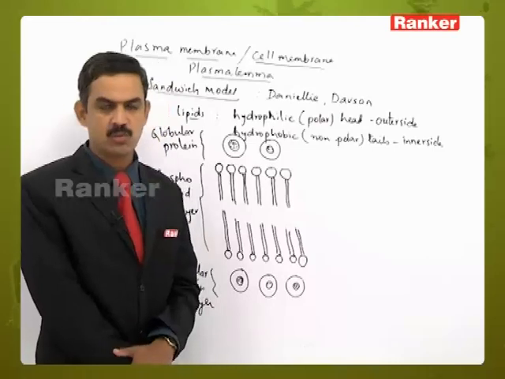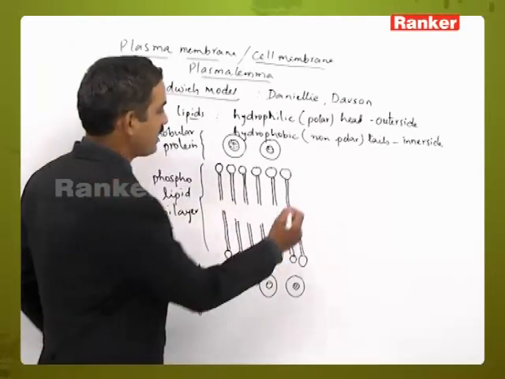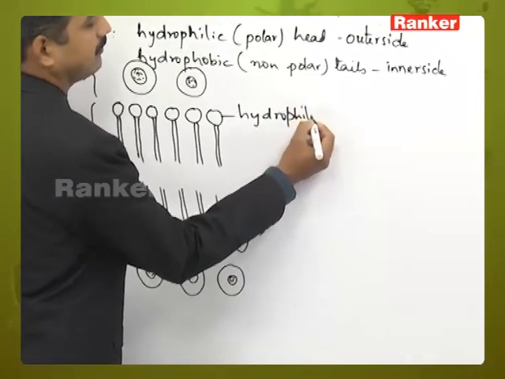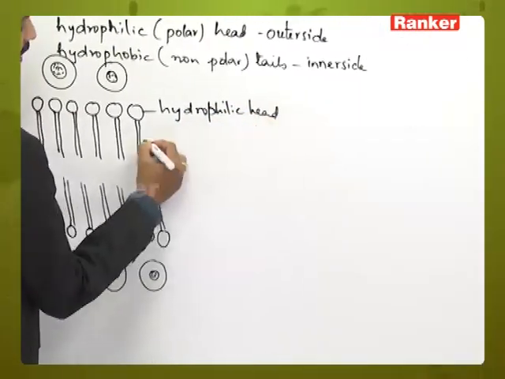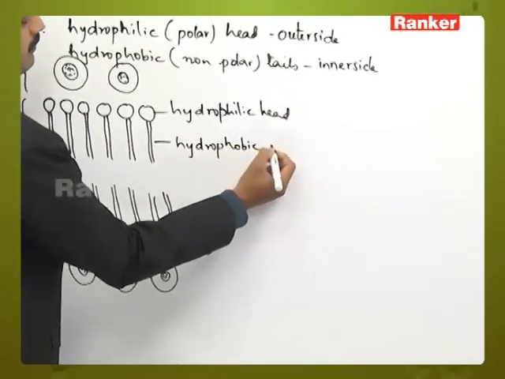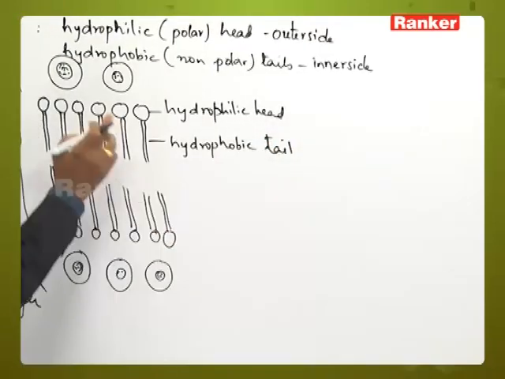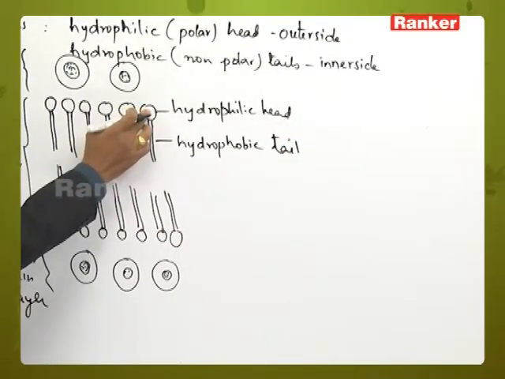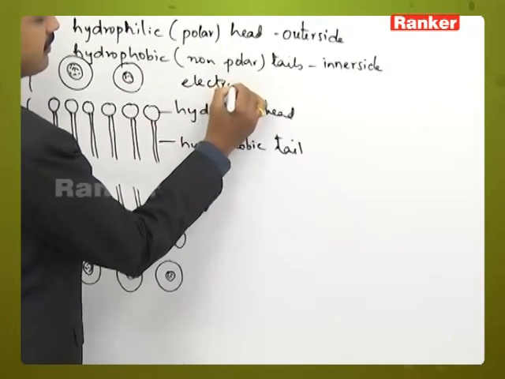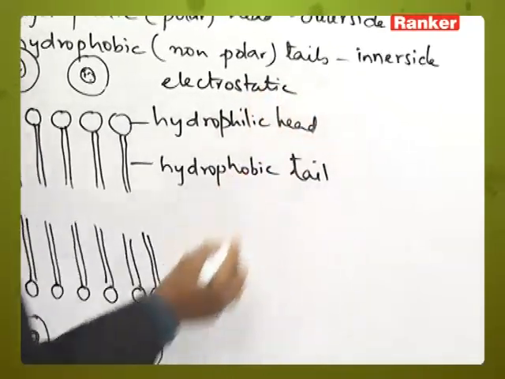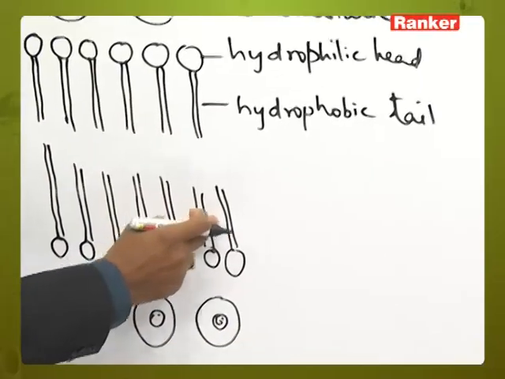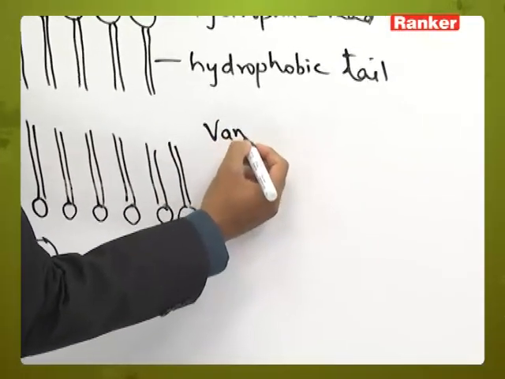Likewise the differentiation can also be seen. So here this part is a hydrophilic head region and this part is a hydrophobic tail region. The hydrophilic head of the phospholipid layer and the globular proteins are held with electrostatic forces, whereas the tail of one phospholipid layer and the tail of the other phospholipid layer are bound with van der Waals forces.